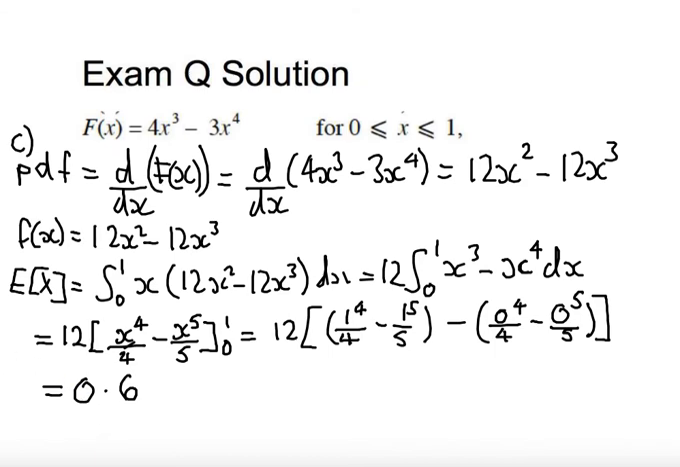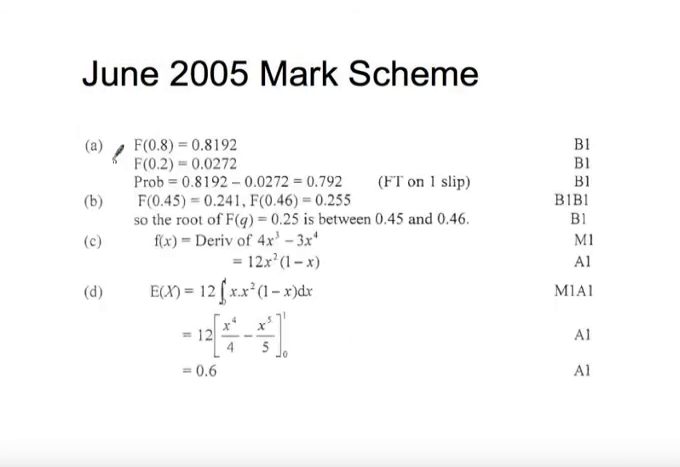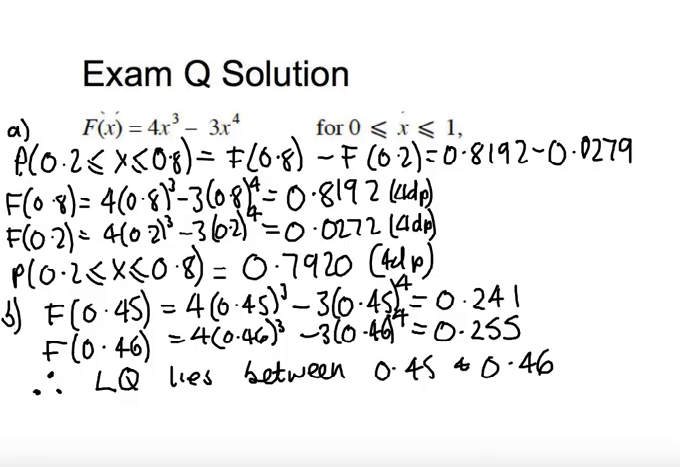Okay, so let's have a look to see actually how this is marked. So question A, we'll go back part by part. We get a standalone mark for f of 0.8, a standalone mark for f of 0.2, and a standalone mark for our final answer. So you'll see that we have here a standalone mark for f of 0.8, that's our B1, standalone mark for f of 0.2, so that's B1, and then finally a standalone mark for the probability.